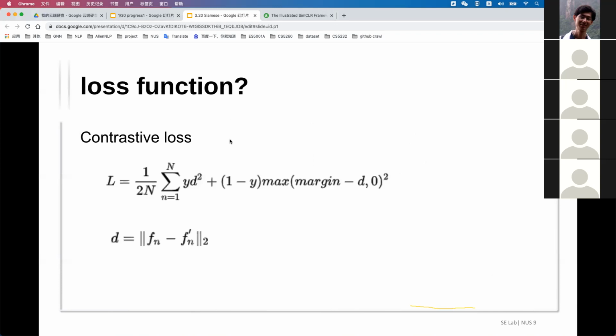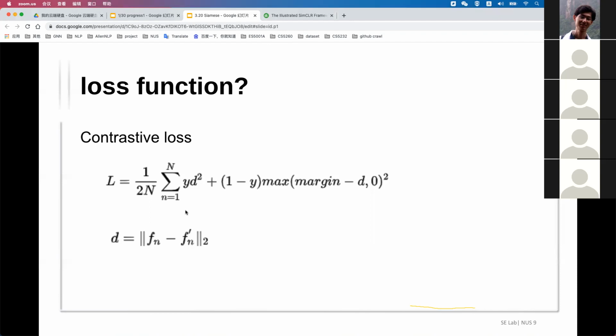For the loss function, originally we use the contrastive loss. Constructive. It's contrastive. There's a typo there. Let me check it. So you keep going, a bit different name.